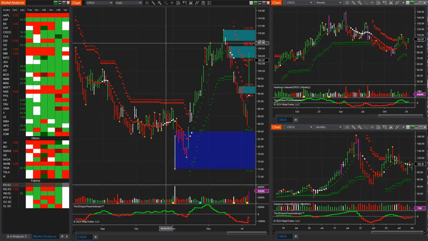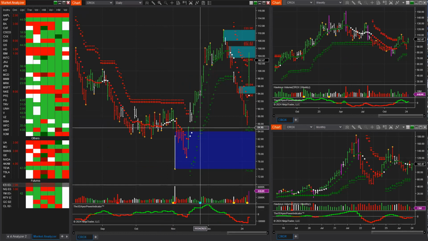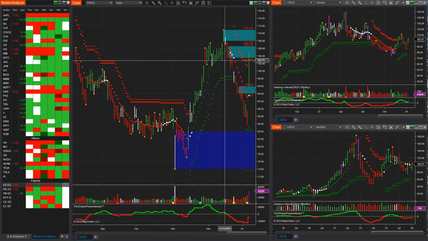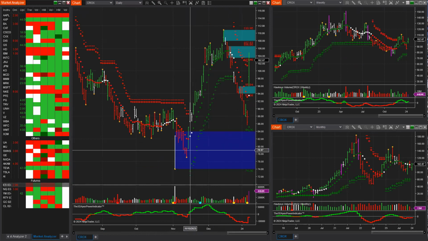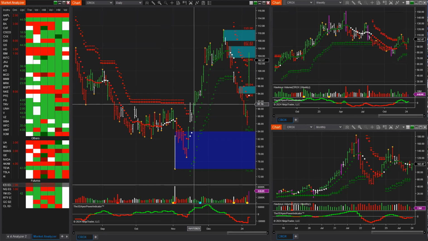All right, Crocs looks a little bit all over the place. It did participate in the Santa Claus rally that most of the market did. Enjoyed a nice bullish run. So from November the 17th, we were able to get the push from this point. About 91 would have been a buy point off of that, because it confirmed on the weekly chart. It also confirmed with volume on the monthly chart.